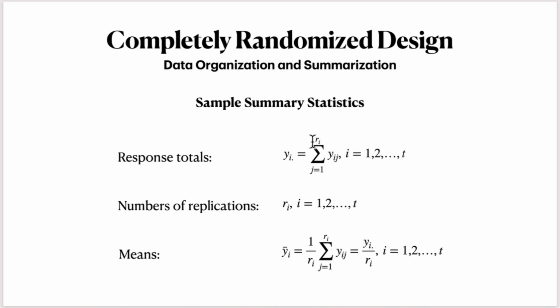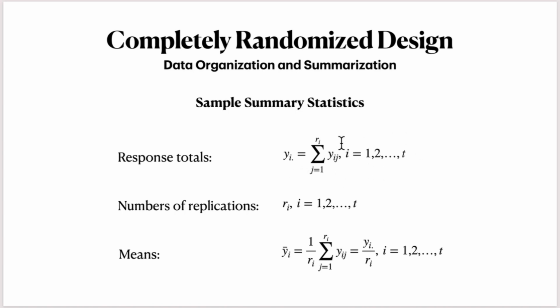R sub i is the sample size for that treatment group, or in other words, the number of replications for the ith treatment. And so in order to get the response total for the ith treatment group, we just add up those responses. We're adding up y sub ij, where j goes from 1 up to r sub i. So i is not varying here. i is fixed. It's from this set of values 1 through t.